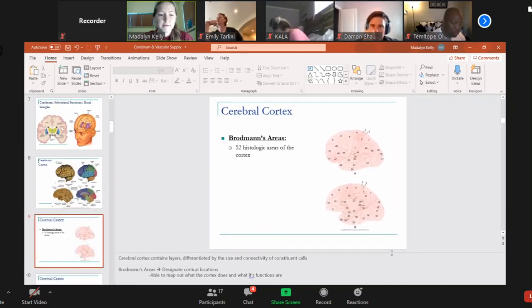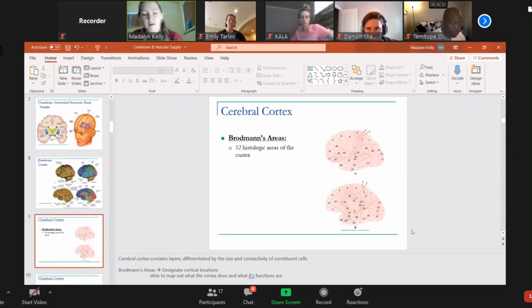Brodmann's areas. I wanted to know more about this and the reasoning for why certain places were certain numbers, but there wasn't a whole lot on it. I think it's kind of just, each place has a number and you kind of have to memorize it. It just maps out what the cortex does and what its functions are.